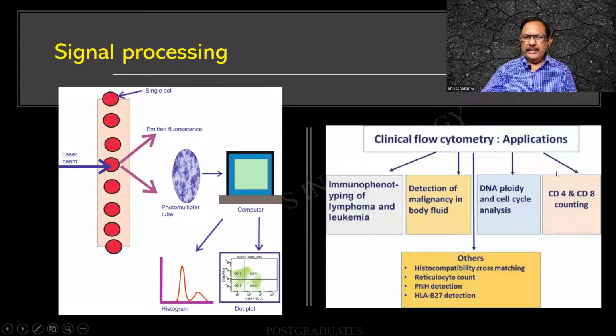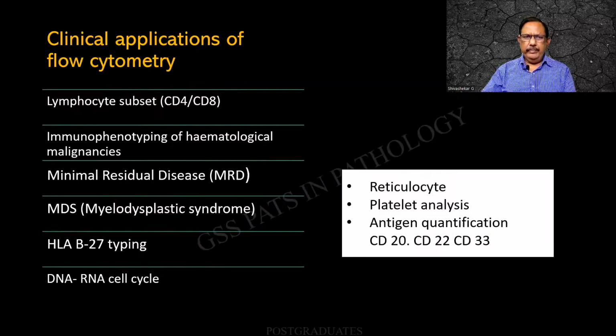And what are the other applications? This is just an introduction. So in the immunophenotyping of lymphomas and leukemias, malignancies, the DNA ploidy and the cell cycle, the CD4, CD8 counting, particularly in HIV, and histocompatibility in a case of transfusion or transplantation, reticulocyte count, paroxysmal nocturnal hemoglobinuria, and also in autoimmune diseases, HLA-B27 detection. So look at the wide spectrum of uses of the flow cytometry. This is only a glimpse of it. The next class, I'll be giving you a complete detail of it.